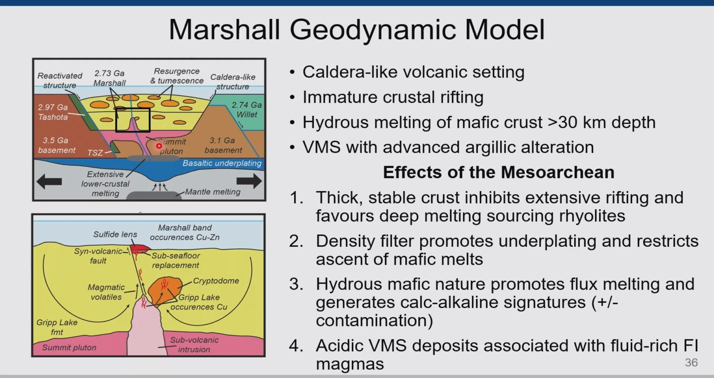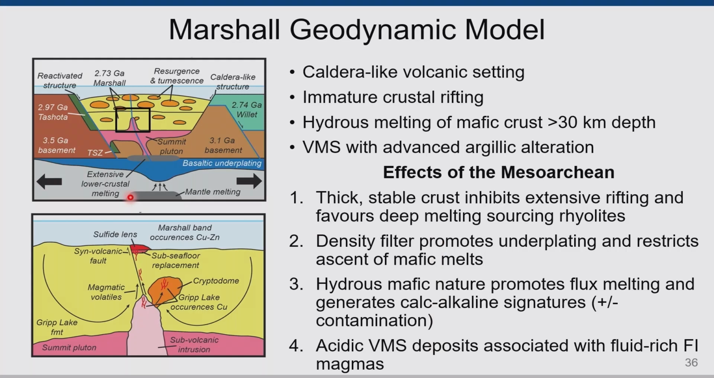But this would certainly favor a deep melt source for the rhyolites, and a thick, stable crust provides a density filter. So this promotes underplating. If you have TTG-rich crust, then mafic melts do not have the buoyancy necessarily to ascend to the surface in these kinds of settings, and may pond at the base of the crust, melt the crust, and that might be what generated these kinds of assemblages.